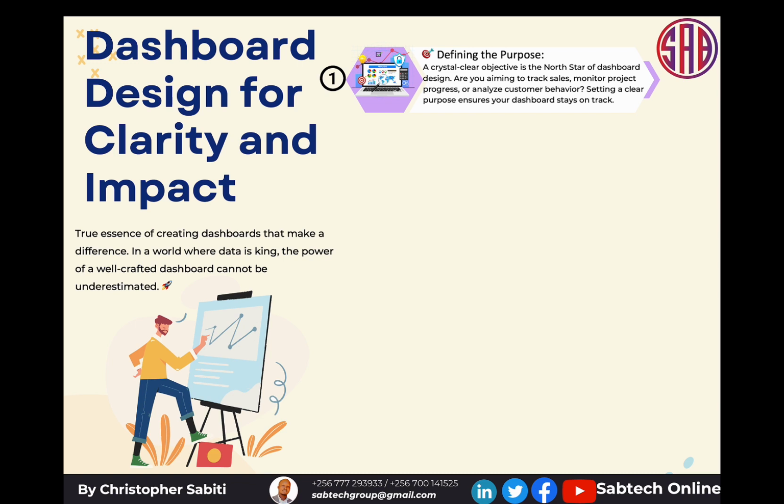Are you tracking sales, or you're monitoring a project progress? Are you analyzing customers' behavior? So you have to set a clear purpose that will ensure that your dashboard stays on track.